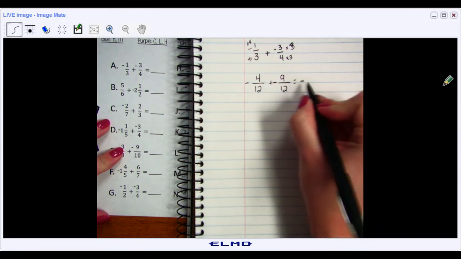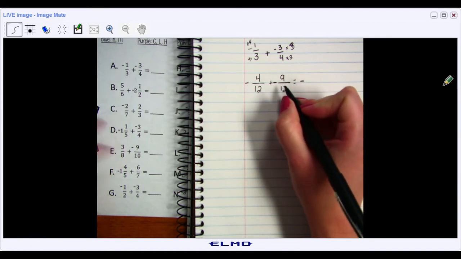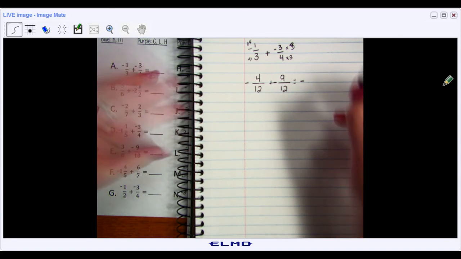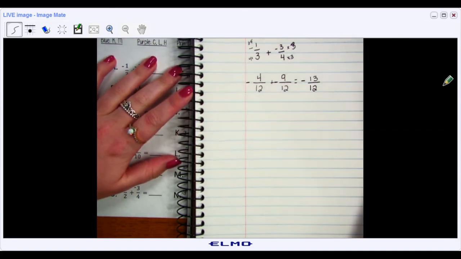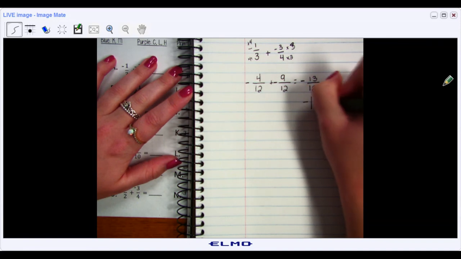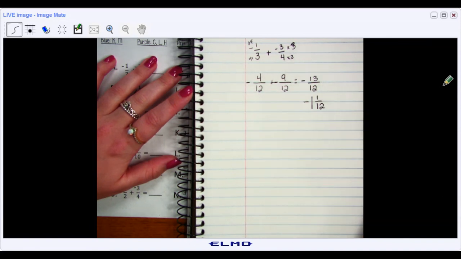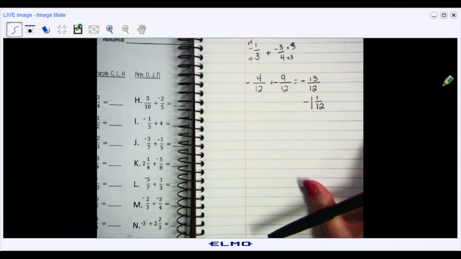So then I would just go like normal. So 9 plus 4 would then be 10, 11, 12, 13. So we'd have 13 over 12. Now, you can leave it like this as an improper fraction, or you can make it into a mixed number. So then your answer would be -1 and 1/12. Pretty simple, right? So now let's look at letter H, okay?